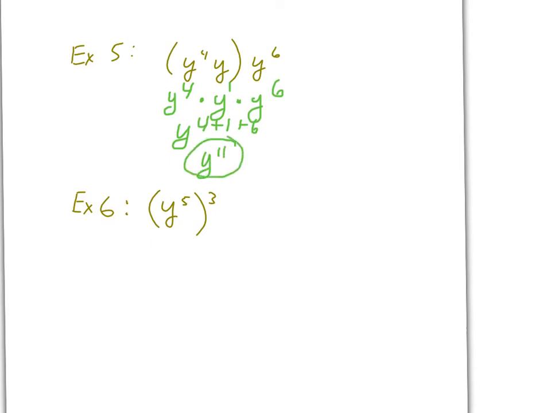Now in example 6, I have an example of where I'm going to need to apply the power of a power property, and I'm going to need to multiply the powers in this instance. So I'm going to have y to the 5 times 3, or y to the 15th.